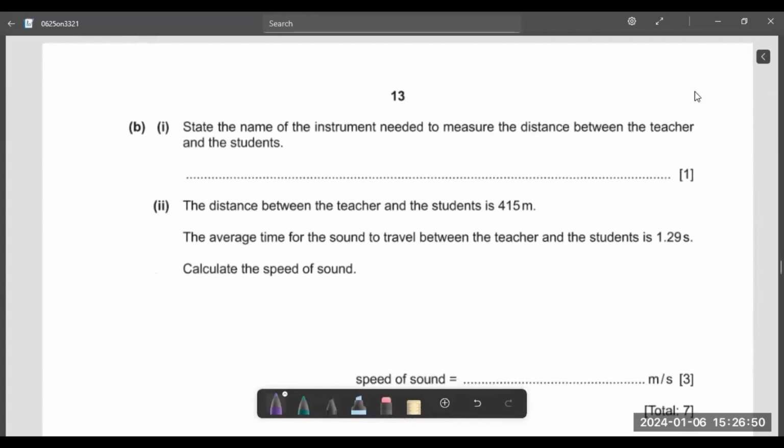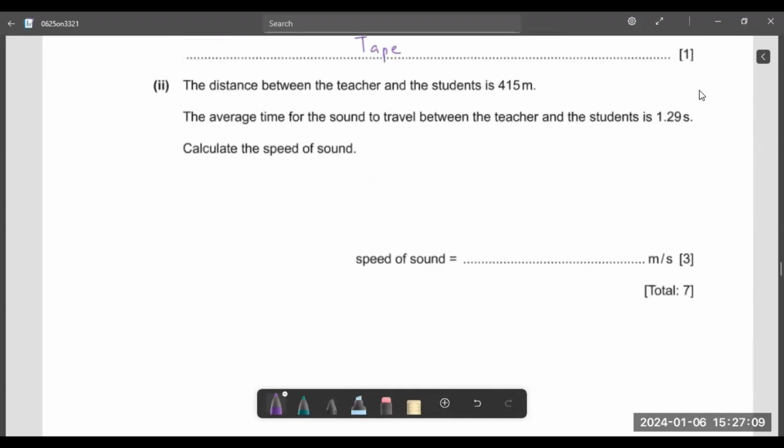Next, state the name of the instrument needed to measure the distance between the teacher and the student. The teacher is standing here and the students are standing here. For finding the distance, we can use a tape. A tape is used for measuring the distance. The distance between the teacher and the student is given as 415 meters. The average time for the sound to travel between the teacher and the student is 1.29 seconds.